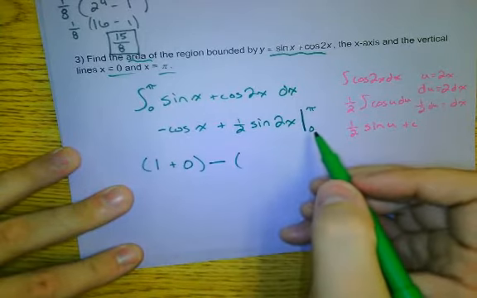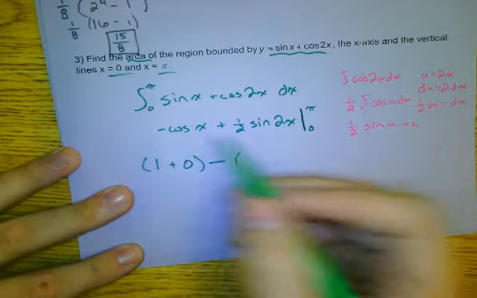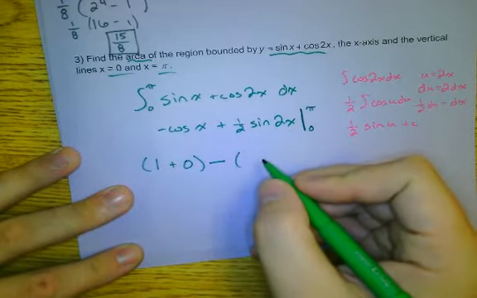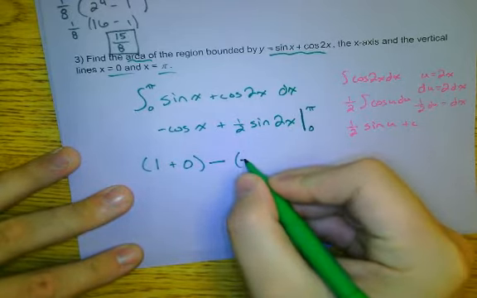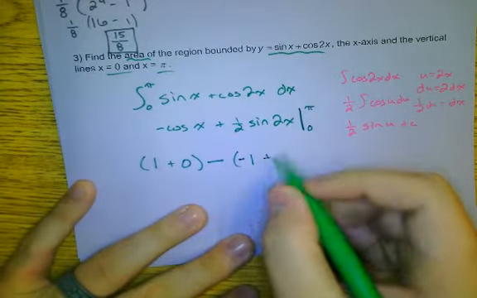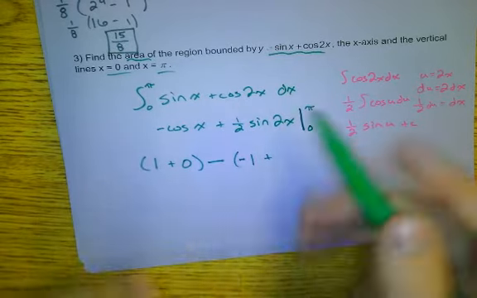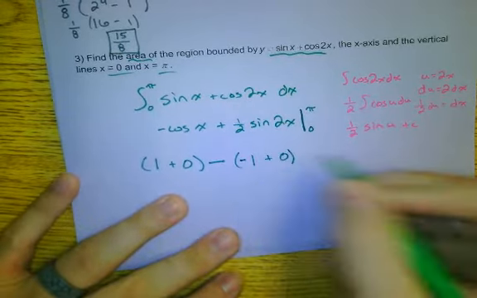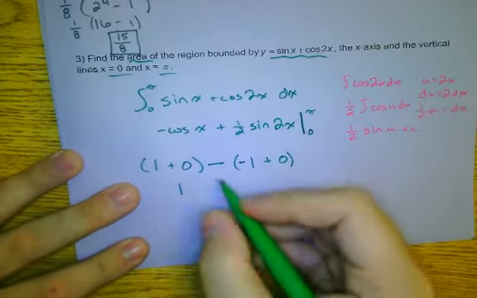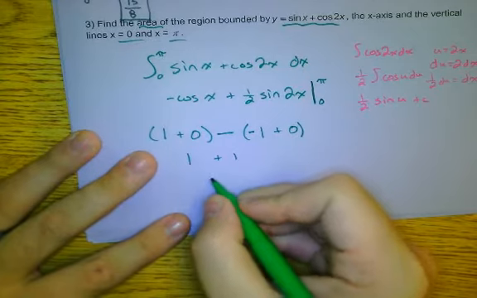Minus, let's plug in a 0 now. Negative cosine of 0 is -1. Plus, plug in a 0, I get sine of 2 times 0, which is 0. What is sine of 0? So you're going to get 1 minus a -1. 1 plus 1, which is 2.